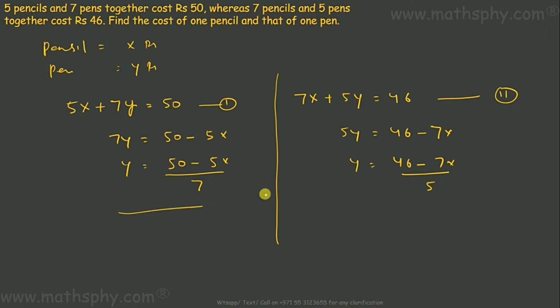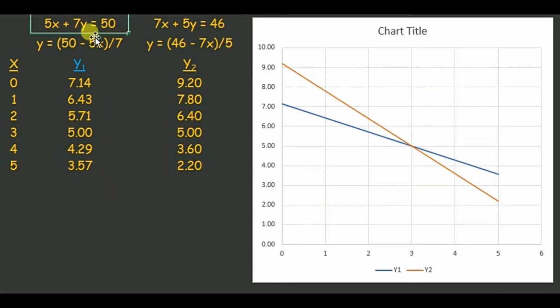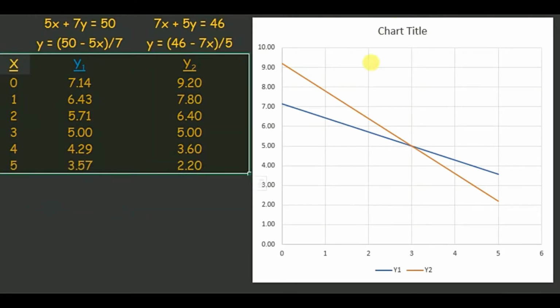So I have these y values. Let's put them into the graph. I have this equation 5x plus 7y is equal to 50, which gave me y is equal to (50 minus 5x) over 7, and this equation 7x plus 5y equals 46, which gave me y is equal to (46 minus 7x) over 5. Now I have these x values, smaller values from 0 to 5. Replacing x with these values gave me these y values. Replacing x with the same values gave me these y2 values. Now I take this table and plot it into the chart. It gave me these two intersecting lines.